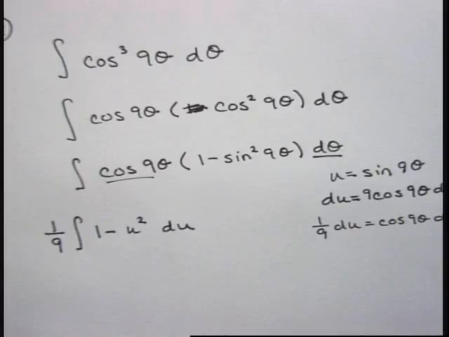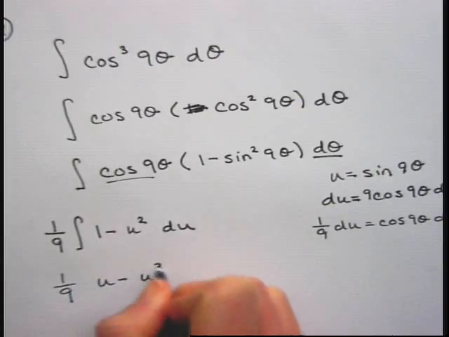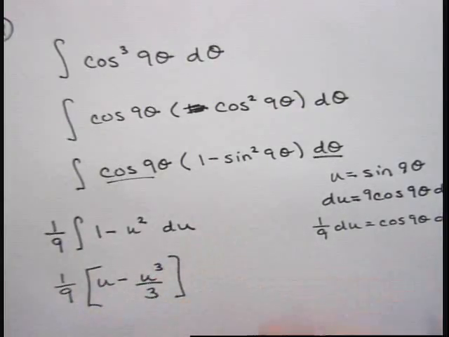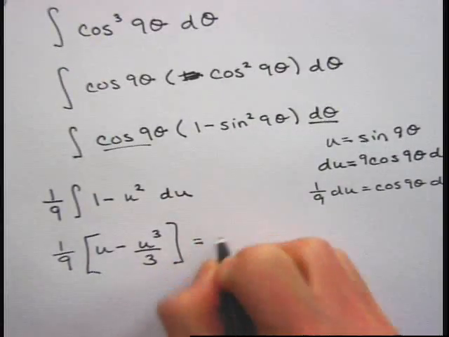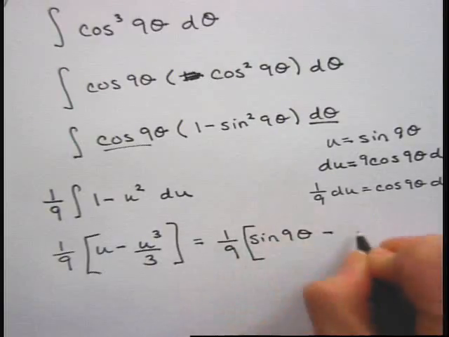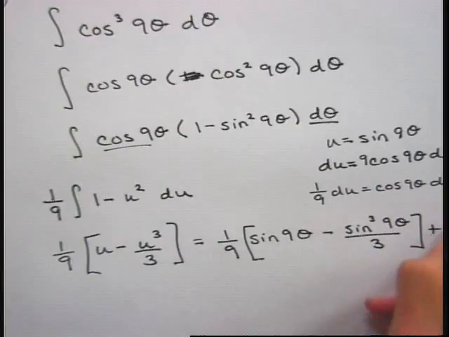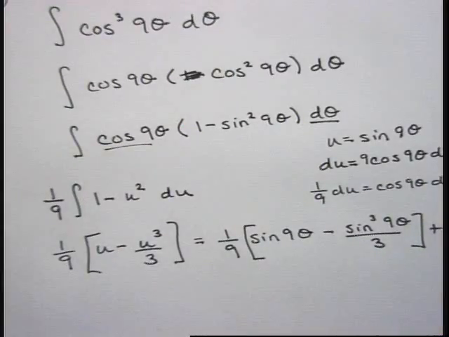You following? All right, and so then this will be 1/9, and this will be u minus u cubed over 3. And so that will be 1/9 times sine of 9 theta minus sine cubed 9 theta over 3 plus c. And if you come to the computer, if it's multiple choice, and it looks like it is, choice D on the computer. Good job. Wow, I got one right.